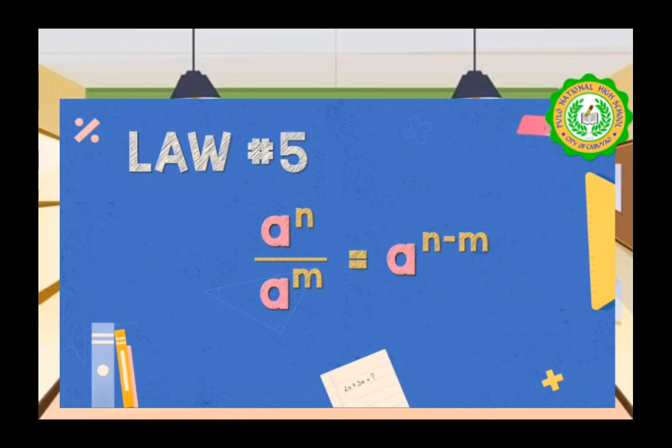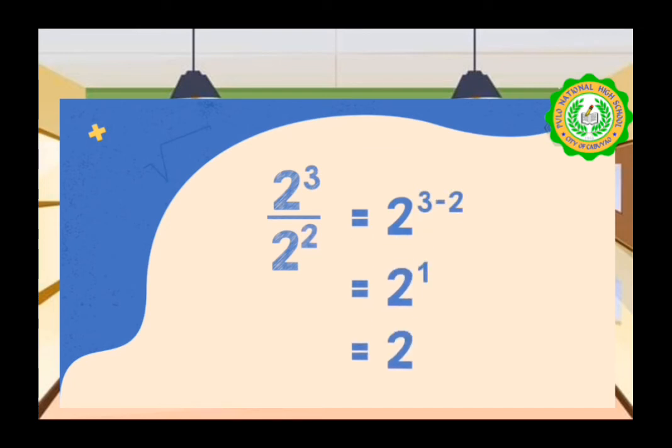Let's have an example. 2 raised to the power of 3 divided by 2 raised to the power of 2 is just equal to 2 raised to the power of 3 minus 2. So the answer is 2. Now for another example.